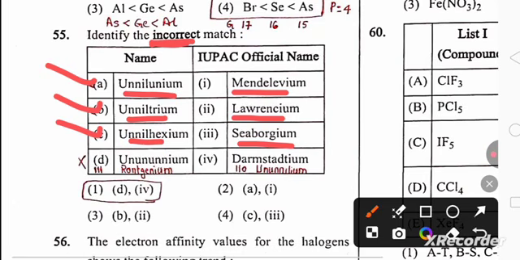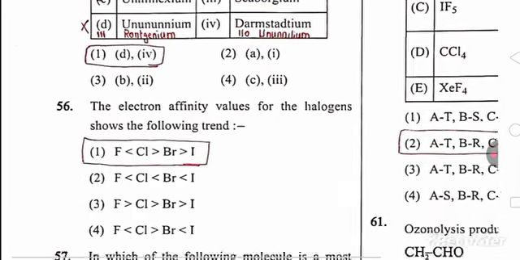Unnilunnium, that is 111, is called roentgenium. Roentgenium, not darmstadtium. So darmstadtium is the name of atomic number 110, ununnilium. So this one is the incorrect match in this case, that is option 1, D with 4 is the incorrect match. Let us move to the next question.